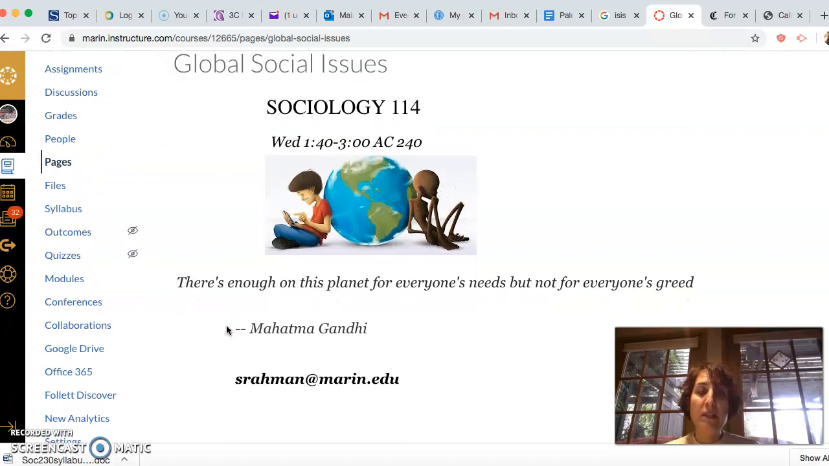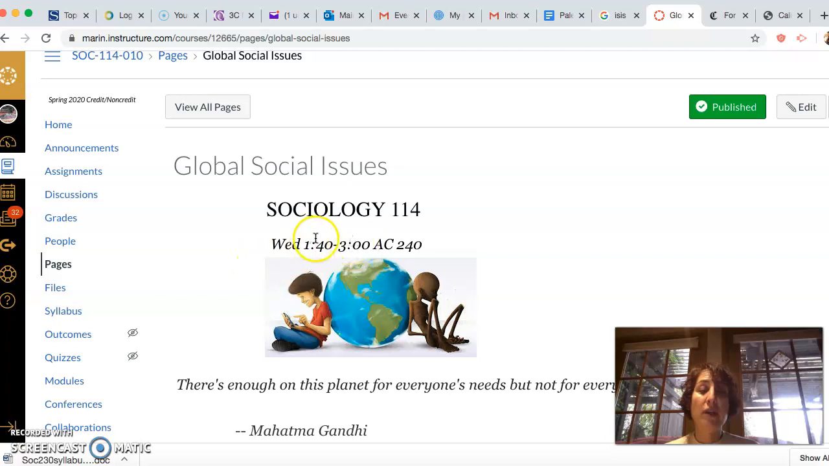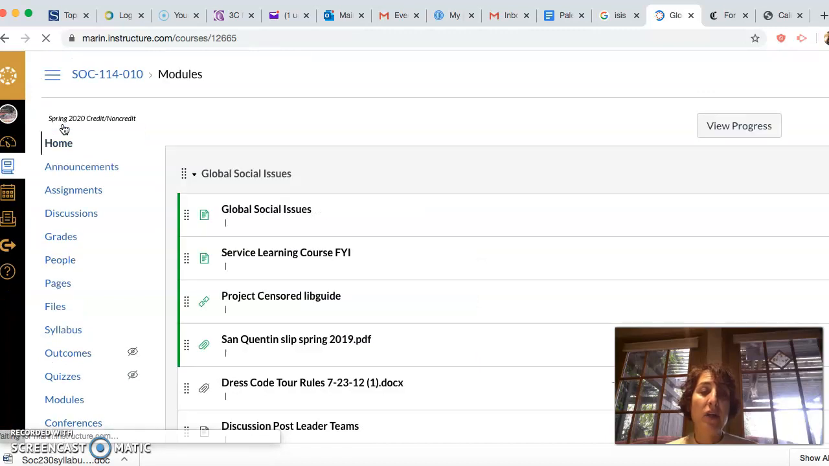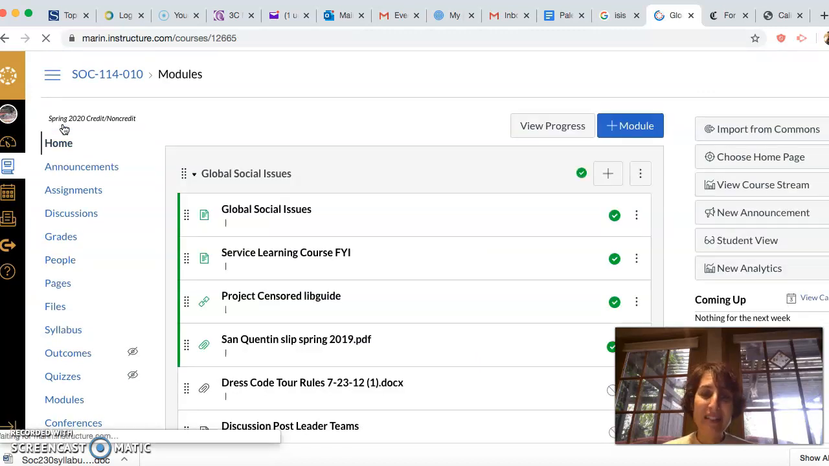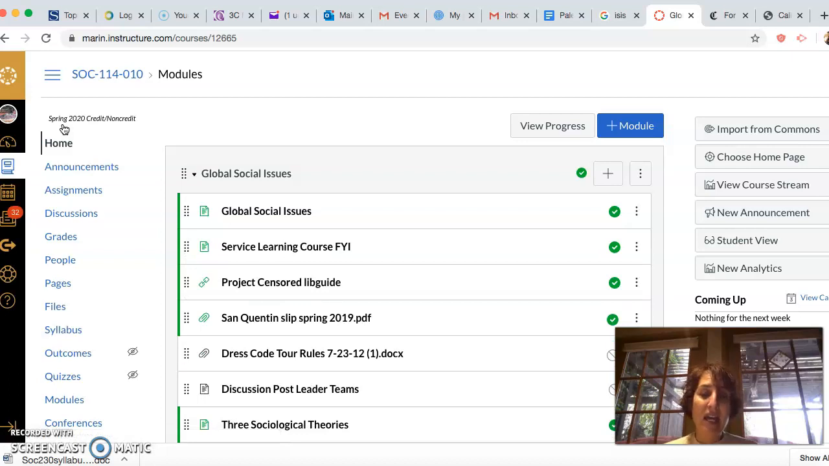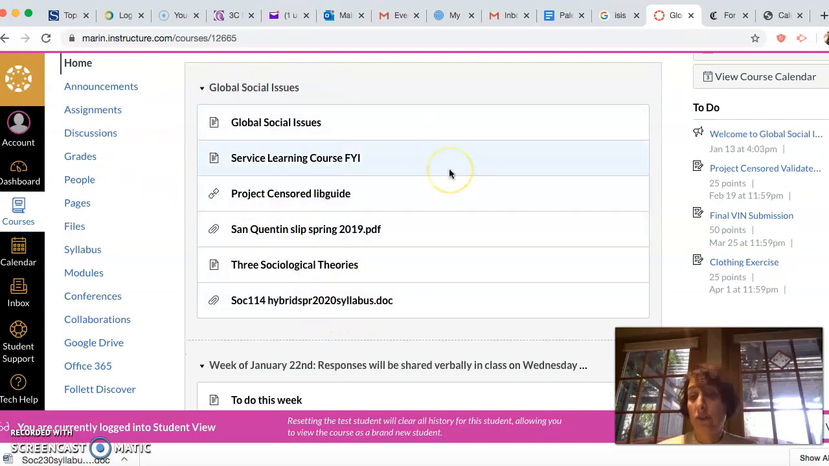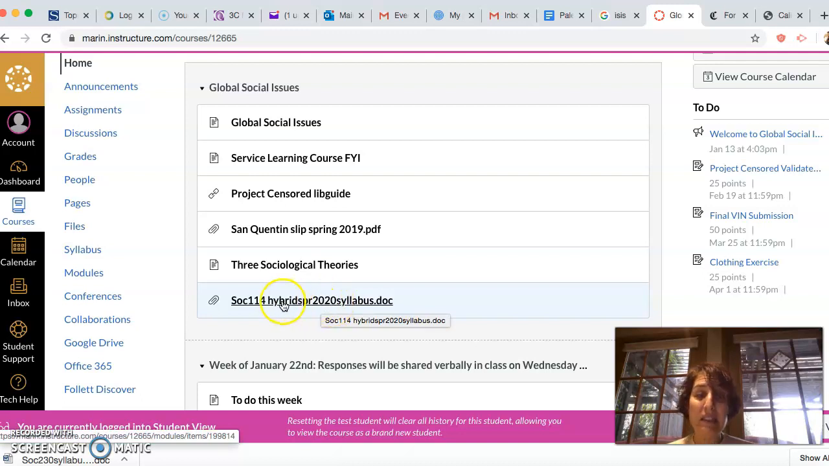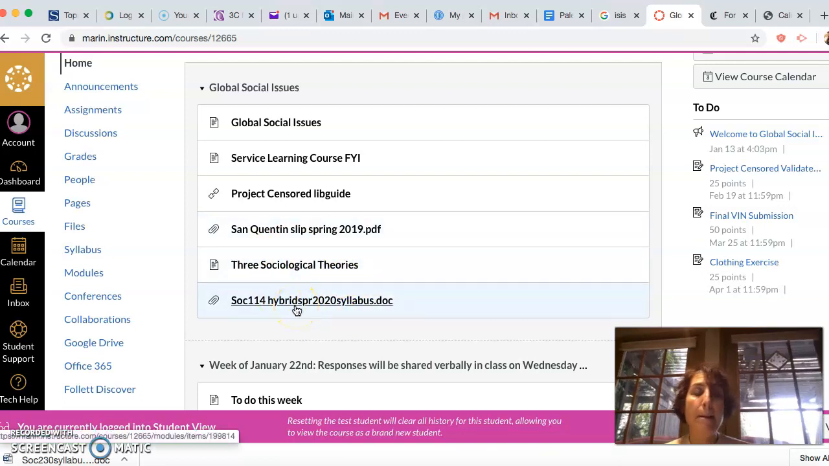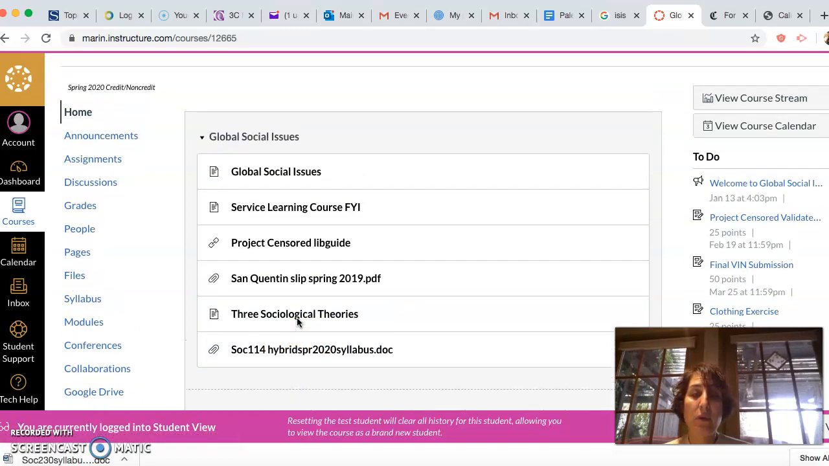So we're going to meet tomorrow in AC 240 at 1:40 p.m. right after the college hour. And we're going to talk about the structure of the course as a hybrid, and then introduce ourselves, get to know each other, and then go over the syllabus for you to ask questions. So if you're on the module, which you should be able to be on there, you can already look at the syllabus. I would request that you do so that you're able to see what we're doing and that sort of thing.